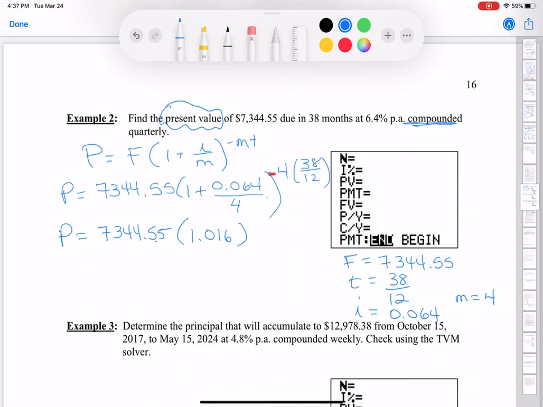And our exponent is negative 38 over 3. And you can just use your fraction key to simplify down that exponent. And then finally, we can punch this now into our calculator and get our final answer of $6,006.82.